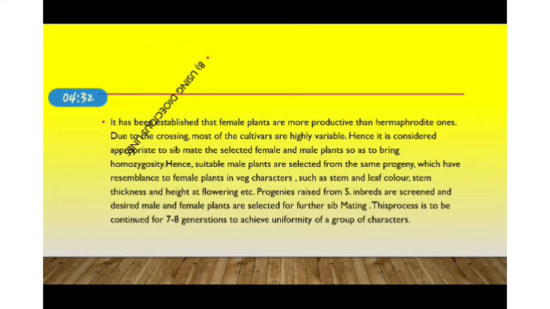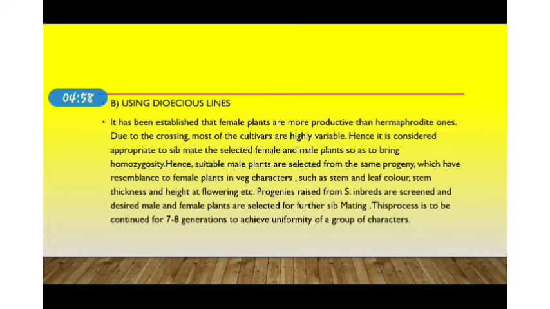Using dioecious lines. It has been established that female plants are more productive than hermaphrodite ones. Due to cross-pollination, most of the cultivars are highly variable. Hence, it is considered appropriate to sib-mate the selected female and male plants so as to bring homozygosity. Hence, suitable male plants are selected from the same progeny which have the same resemblance to female plants in vegetative characters such as stem and leaf color, stem thickness and height at flowering, etc.